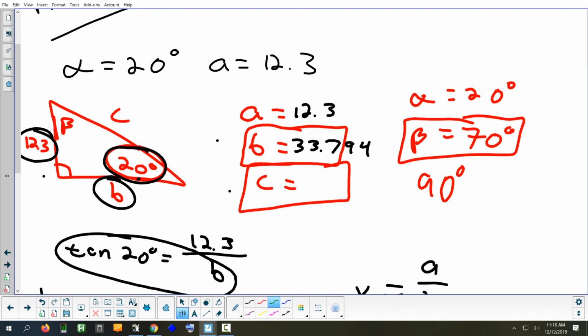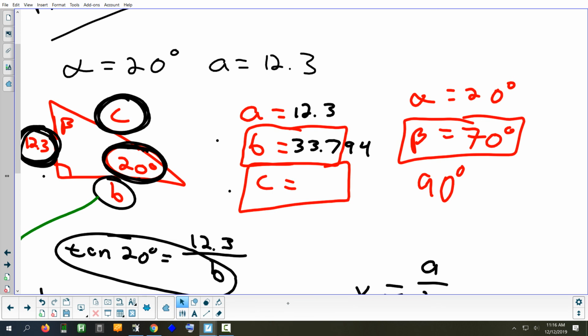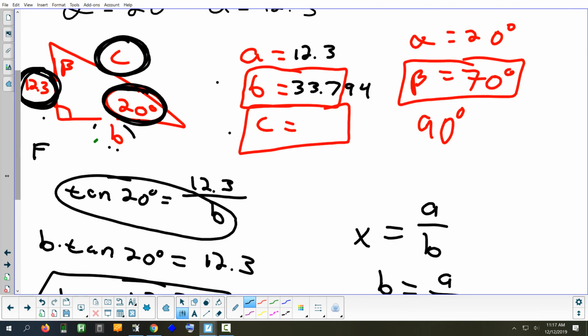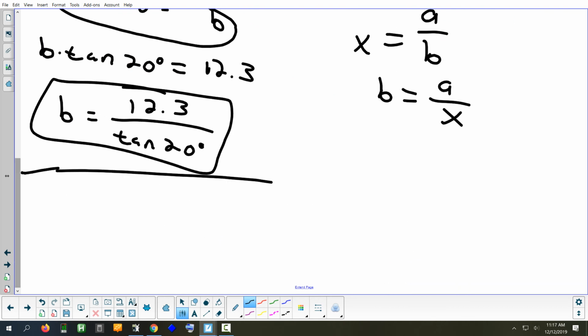All right. So again, we're going to focus on 12.3, 20, and this time I want to look at the C. What trig function am I going to use to find C? Sine. Opposite over hypotenuse. So this was to find B. Now we will find C.